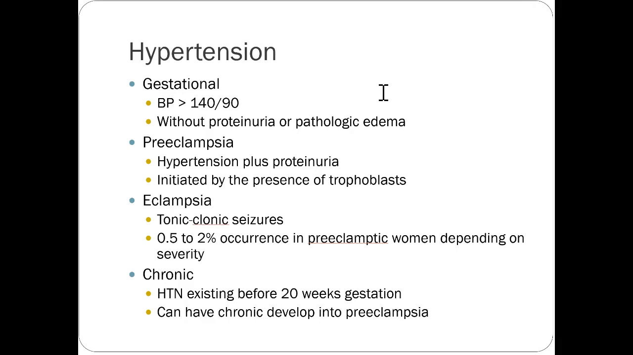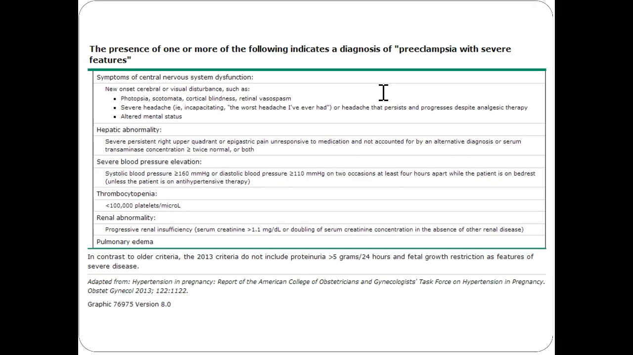Chronic hypertension: if somebody has hypertension existing before 20 weeks of gestation, that's considered chronic. Usually you're just going to continue the regimen they're on. You might modify it a little bit. We'll talk about some of those options on the next slide. You can have chronic hypertension develop into preeclampsia, of course, too. So a chronic patient might be at slightly higher risk, but they can go to preeclampsia like any patient would. It'd be the same criteria for them.